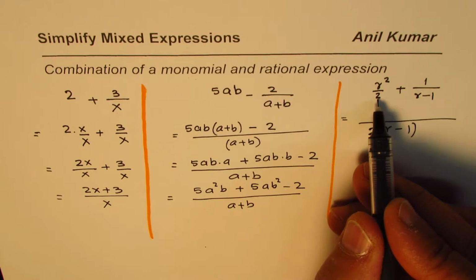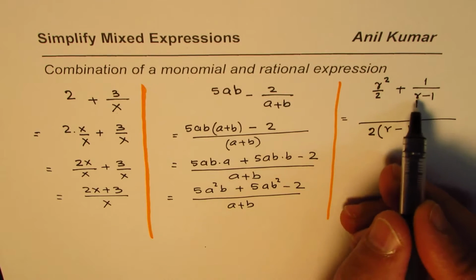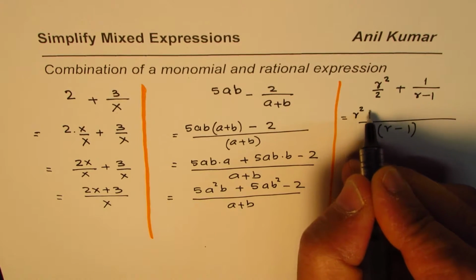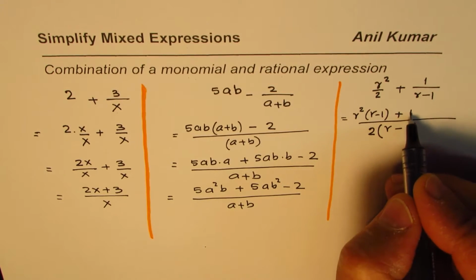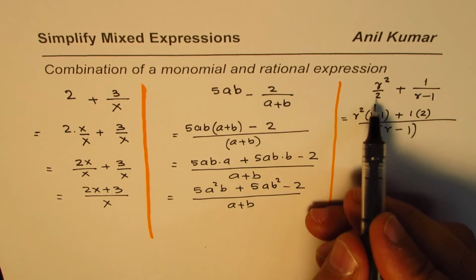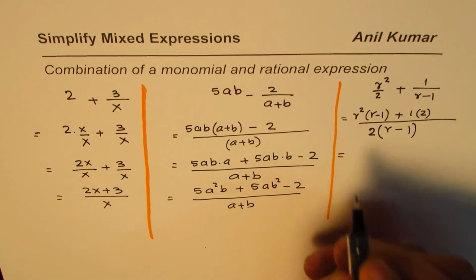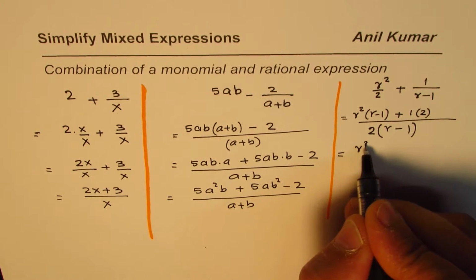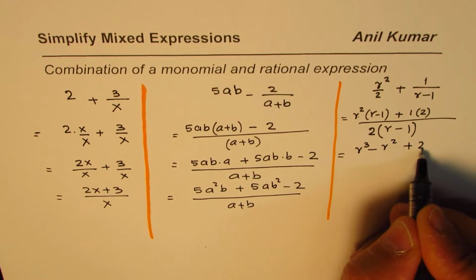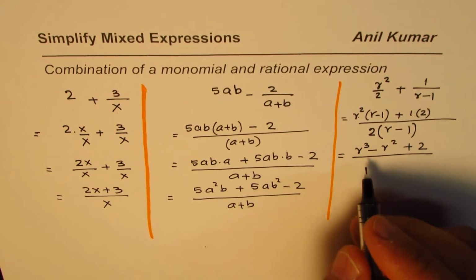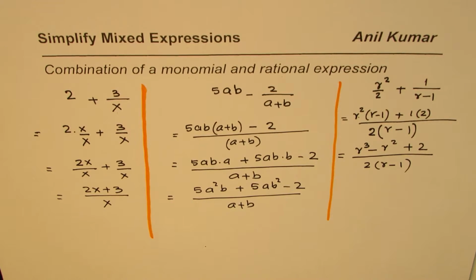So this one has 2 in the denominator. That one has r minus 1. To get r minus 1, I have to multiply r square by r minus 1. So I get this as r square times r minus 1 plus, what do I multiply this 1 by? I should multiply this by 2, right? The denominator of the first monomial, okay? Now, let's open the bracket. So we get r cubed minus r times minus 1 is r square plus 2, that is the numerator, and the denominator for us is 2 times r minus 1. So that is the final result.